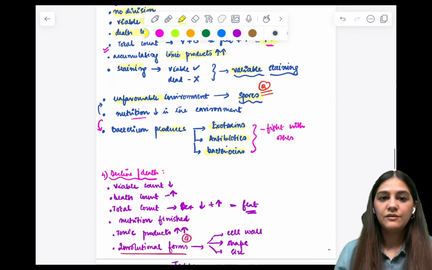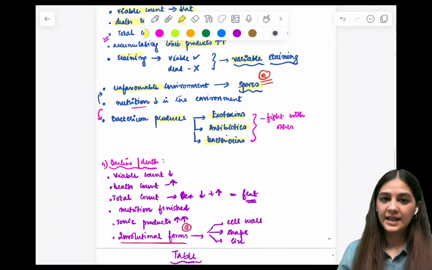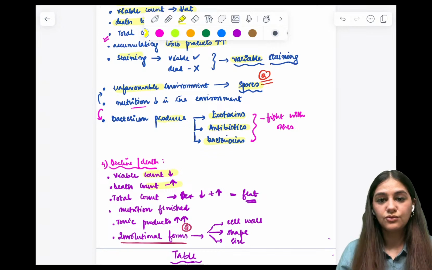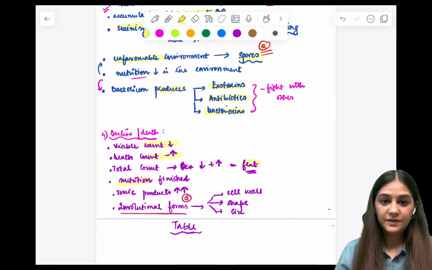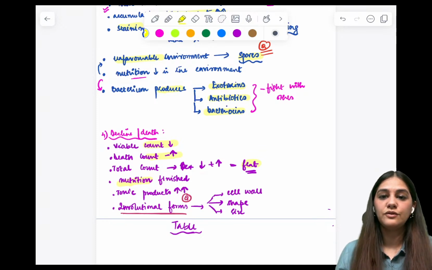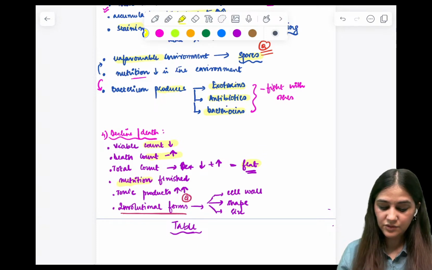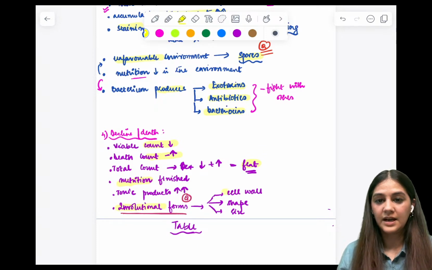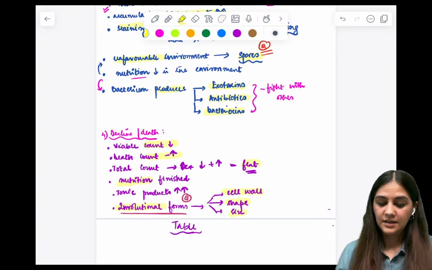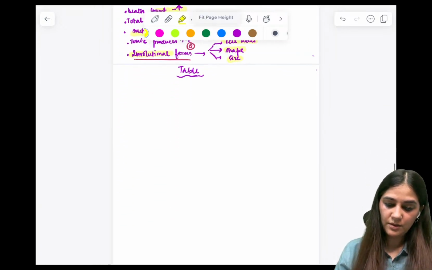at this phase. Finally, coming to the death phase or the decline phase, viable count is totally decreasing, death count is increasing, so total count becomes flat, right? And here the nutrition has finished. So again, involutional forms, the bacterium is still trying to protect itself. So there are certain involutional forms where they either lose the cell wall, change the shape, or change the size. Right.